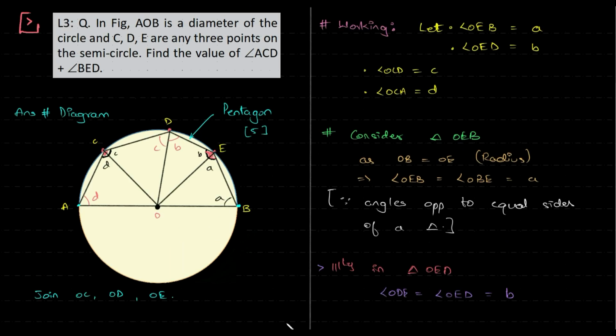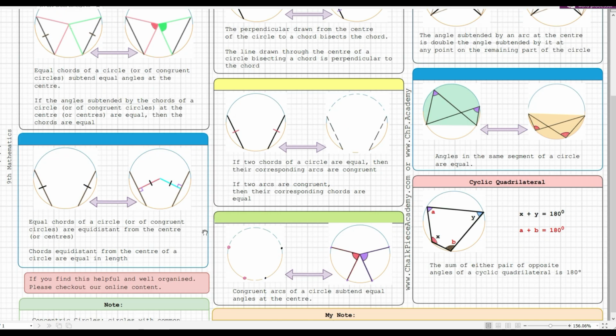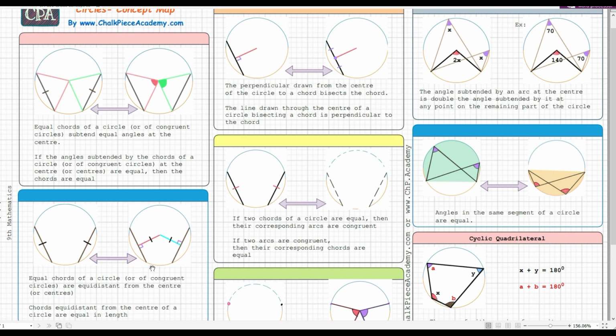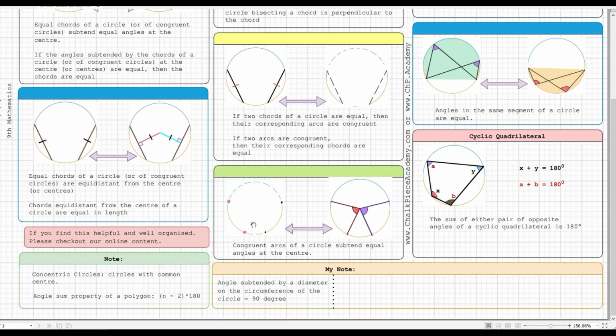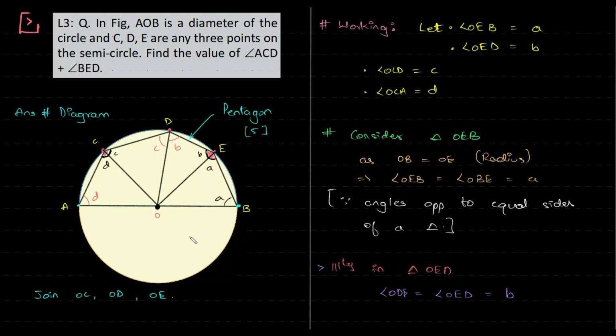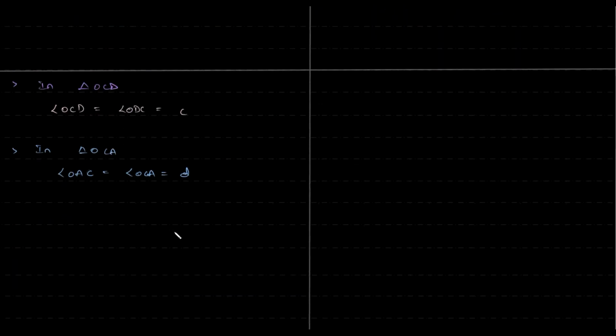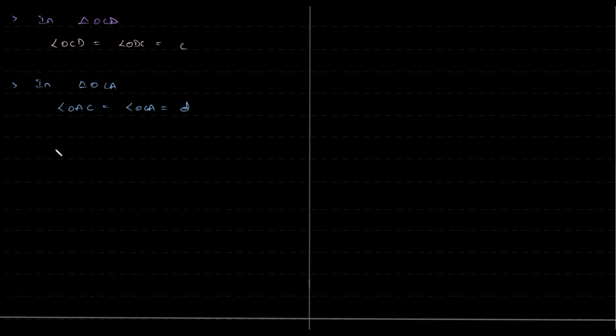How is this going to help? Your next and final clue is not here. Apparently I didn't save it properly. Okay, just a second. Yeah, we have it over here. The angle sum property of a polygon is given by (n minus 2) times 180, where n is the number of sides. So what is the angle sum property of a pentagon?